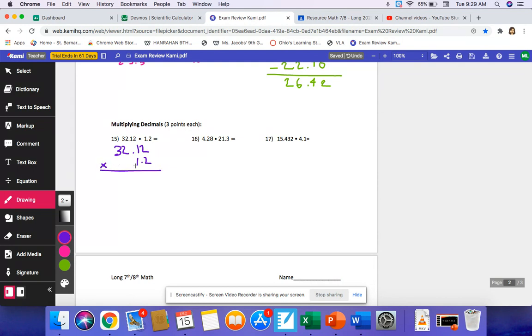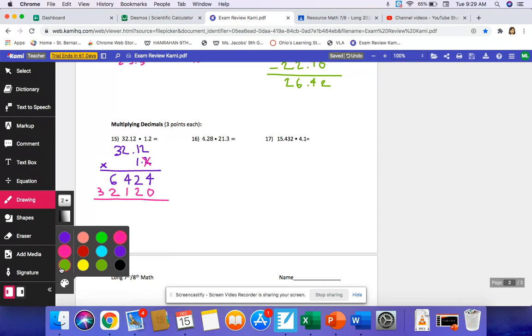We're multiplying. 2 times 2 is 4. 2 times 1 is 2. 2 times 2 is 4. And 2 times 3 is 6. We multiplied by that first number, so now you can go ahead and cross it out. Drop your 0 down, and we're going to multiply each number by 1. 2 times 1 is 2. 1 times 1 is 1. 1 times 2 is 2. 1 times 3 is 3.